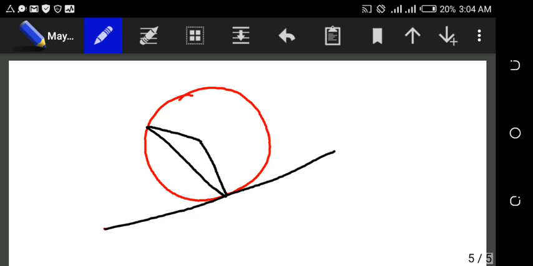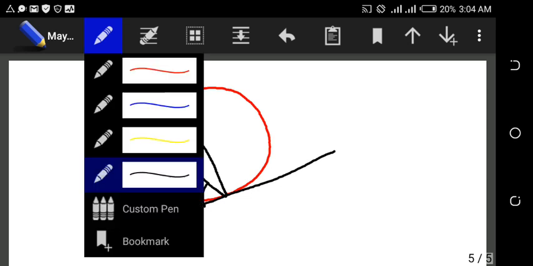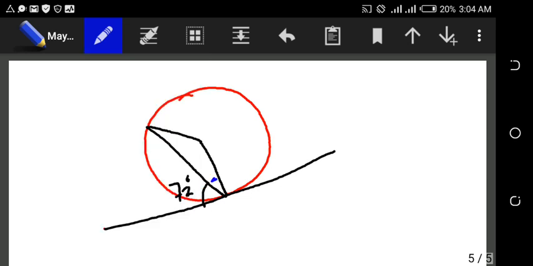Now, assuming that we have been given the value of here to be 72 degrees, and then we are asked to find the value of the angle here. Let's call it A. We are expected to find the value of A. How are we to do that? How are we to do this?